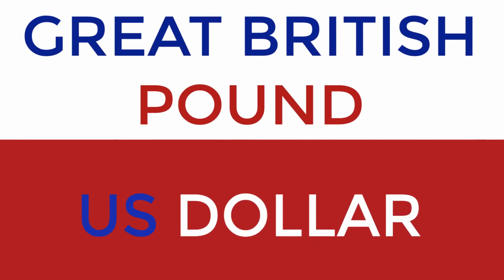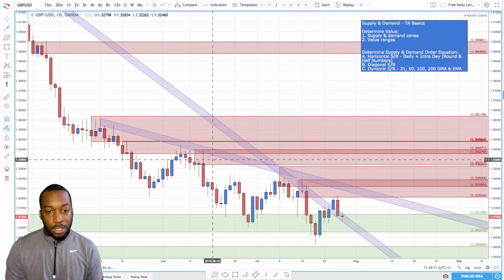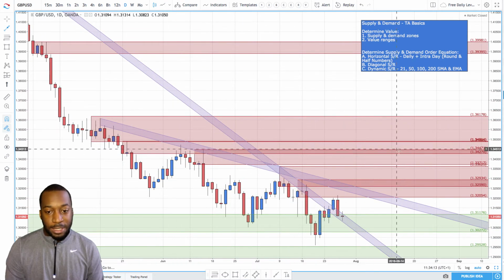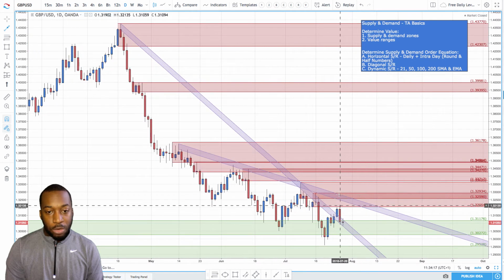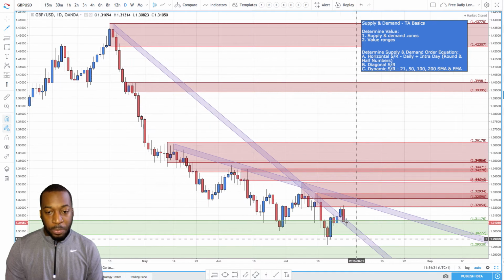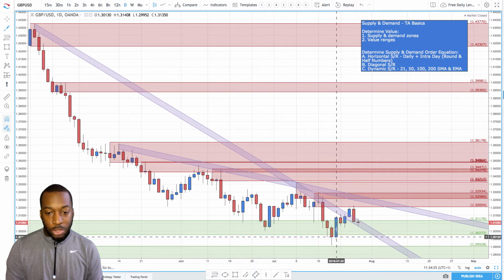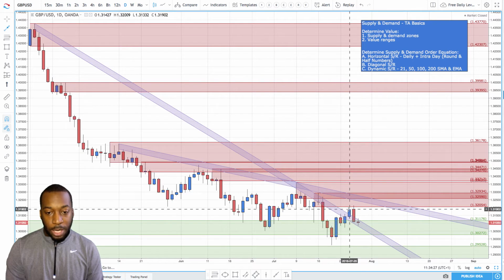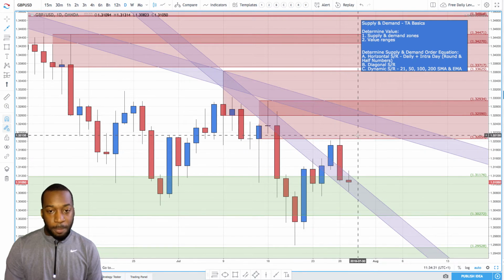Moving on to the pound dollar, same exact thing. You just go through the analysis, looking for areas of confluence with supply and demand zones. As you can see from last week, I didn't take off this demand zone. We ended up coming up higher a bit. Now, last week I did make a bit of a mistake on this one.